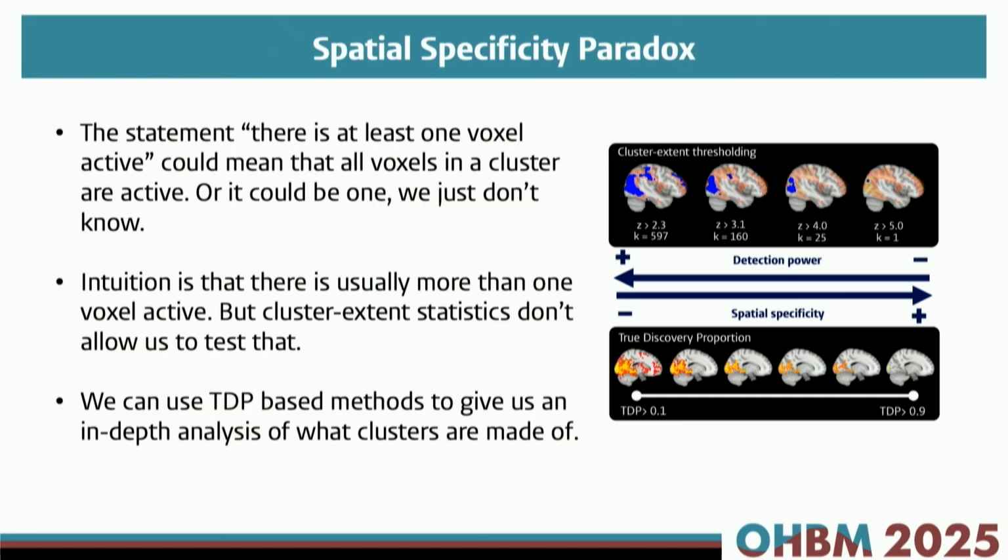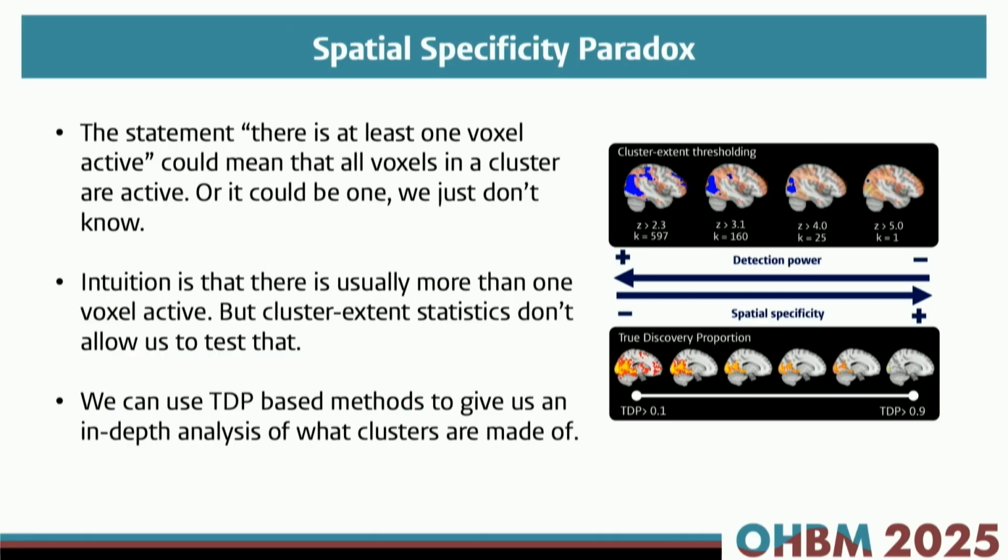So this spatial specificity paradox can be phrased as a sort of trade-off between detection power and spatial specificity. As said, the statement that there's at least one voxel active could mean that all voxels in the cluster are active, or it could be just one, we just don't know. And the intuition is, of course, that there are usually more than one voxel active, right? Finding a cluster of 500 voxels, you wouldn't expect that to be driven by just one active voxel. But the thing is, we just don't know with the hypothesis tests that we do.